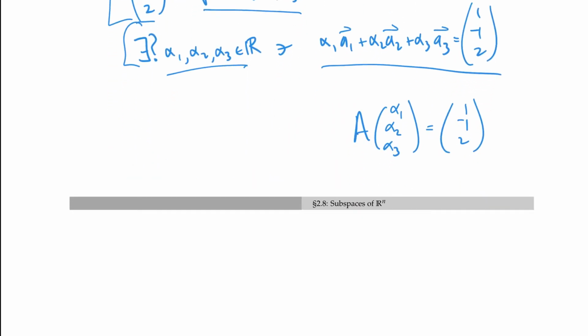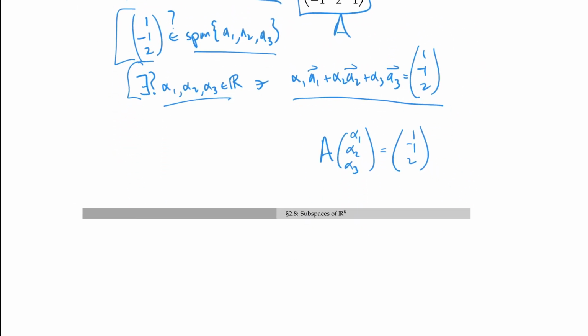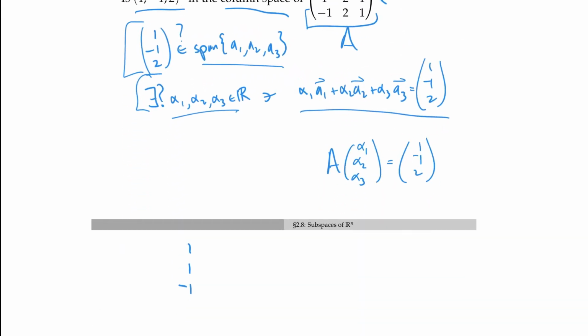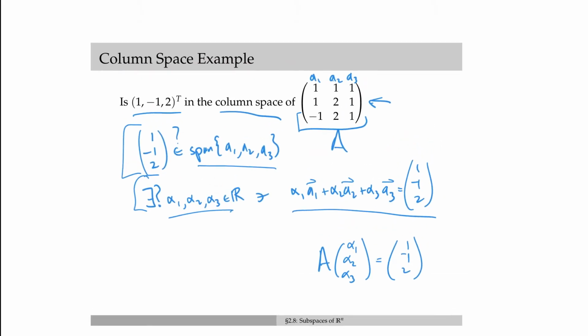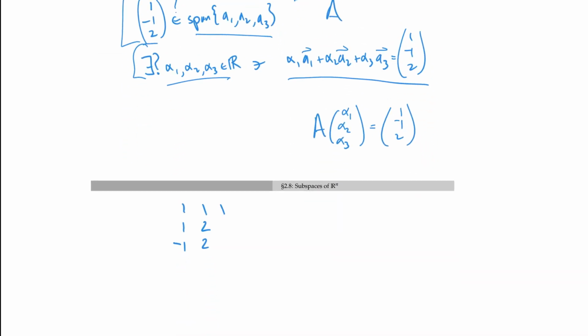We simply write A, which is 1, 1, -1, and 1, 2, 2, and 1, 1, 1. We augment that with (1, -1, 2). And we simply ask, is this system consistent? All right, well, I'm going to pop this into my handy-dandy calculator. Oops, that's not what I want to do. I want to do RREF.